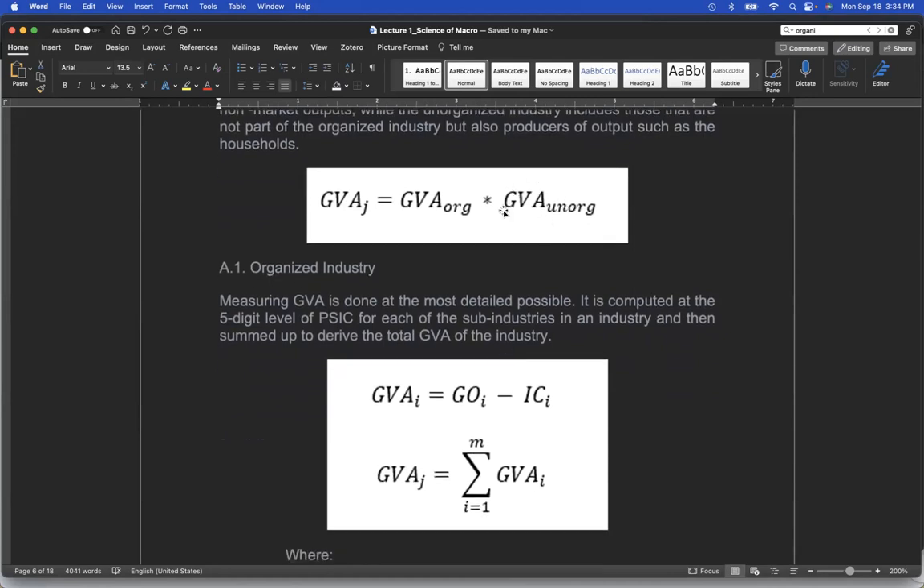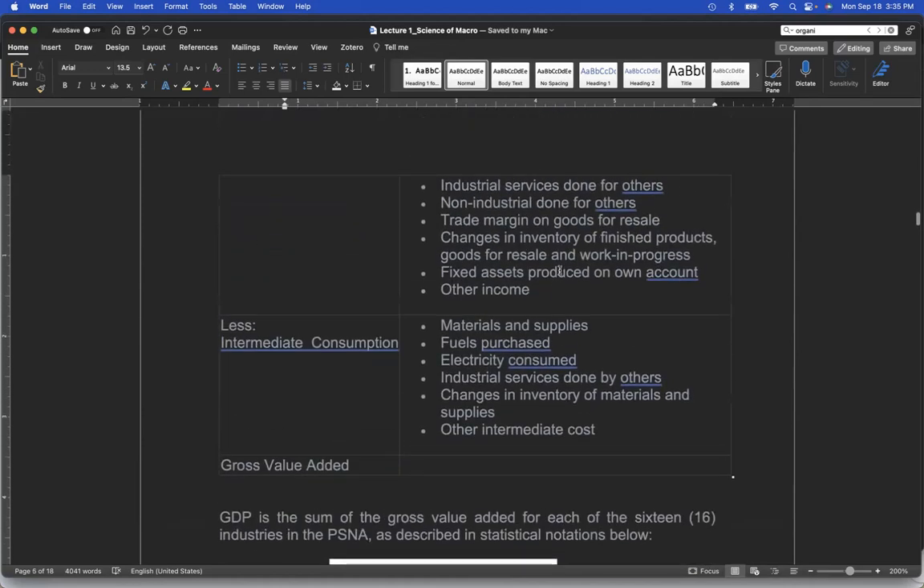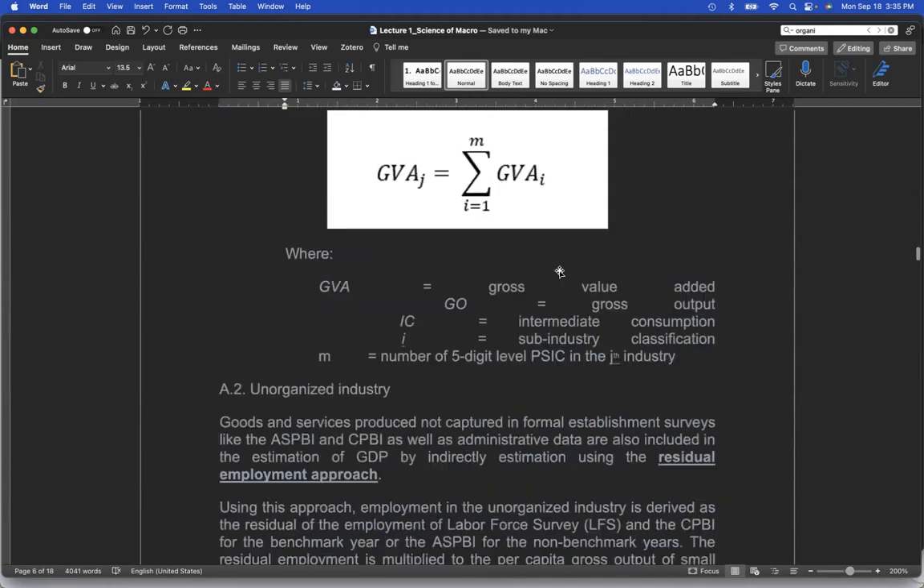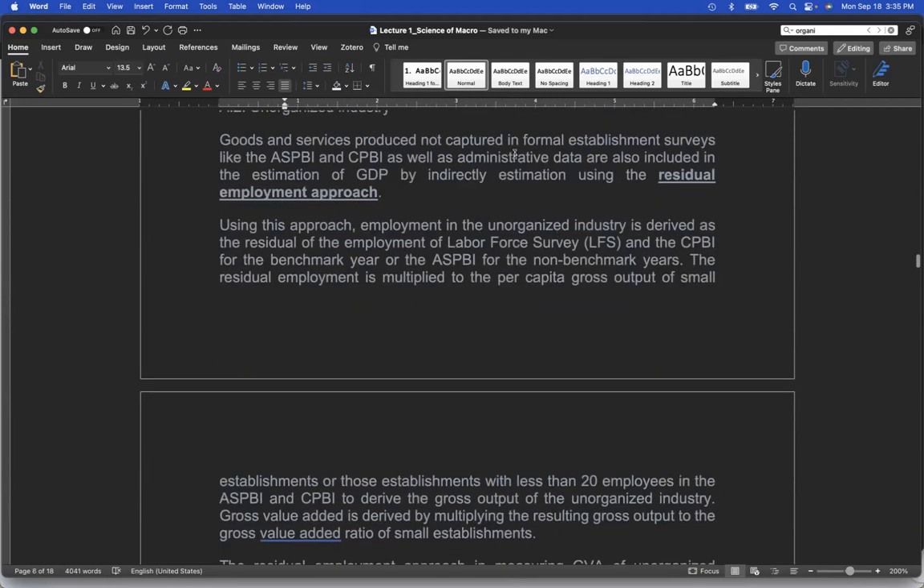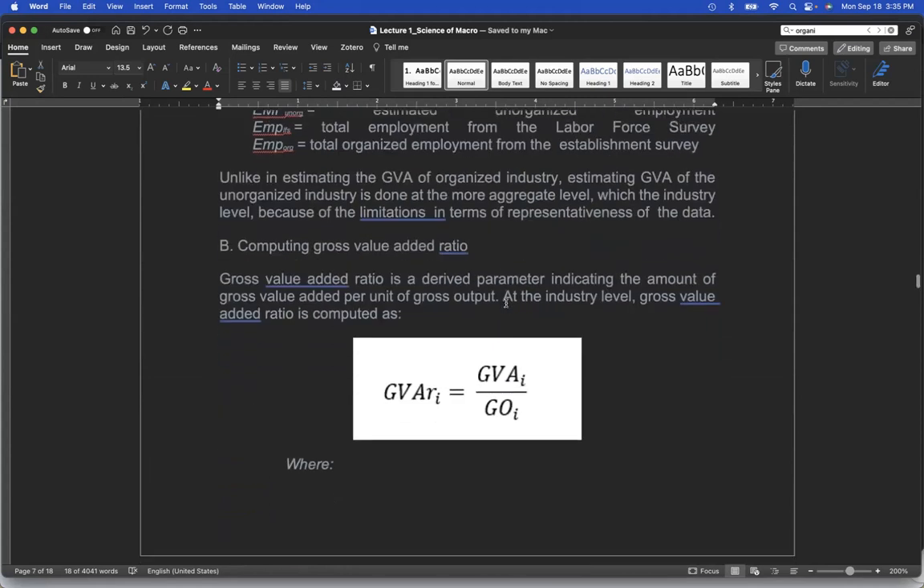So sa Pilipinas, I would say, I want to know what this is. And I have not yet seen what this is. They have not, to my knowledge, released this. And I want to see how much of our GVA is in fact attributable according to this residual demand model, how much of the residual employment approach is in fact of our GDP, how much is attributable to the non-organized. Okay, so that's where we're at.